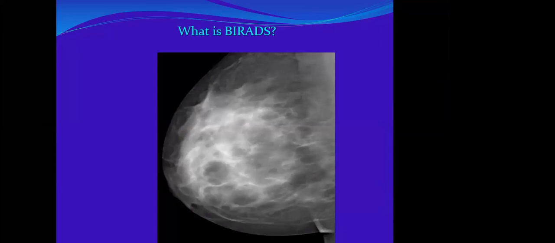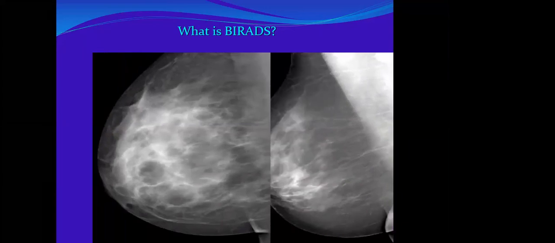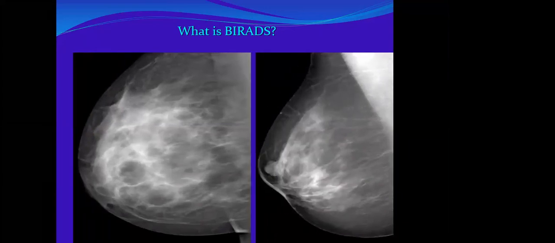Can you see an abnormality here? Can you see any focal asymmetry or asymmetry? Okay. Can you see it now? There is asymmetry here, and now it is seen as what? Here I can say this is BI-RADS 0 because I could not see it in the other projection. Here, can I say this is focal asymmetry?